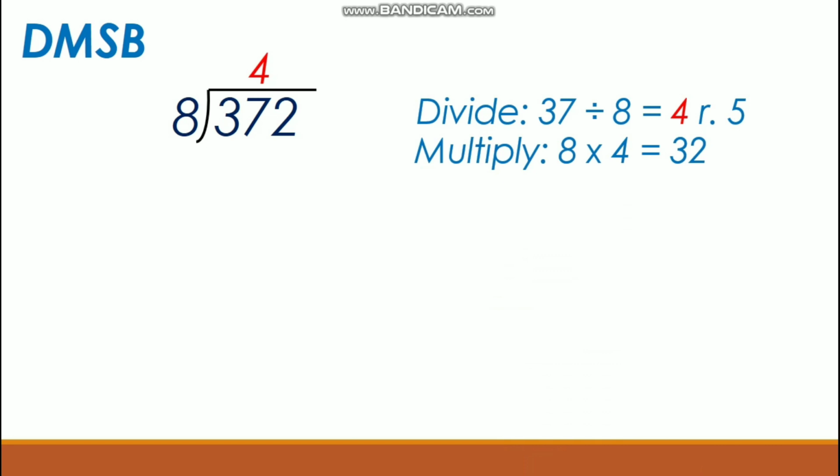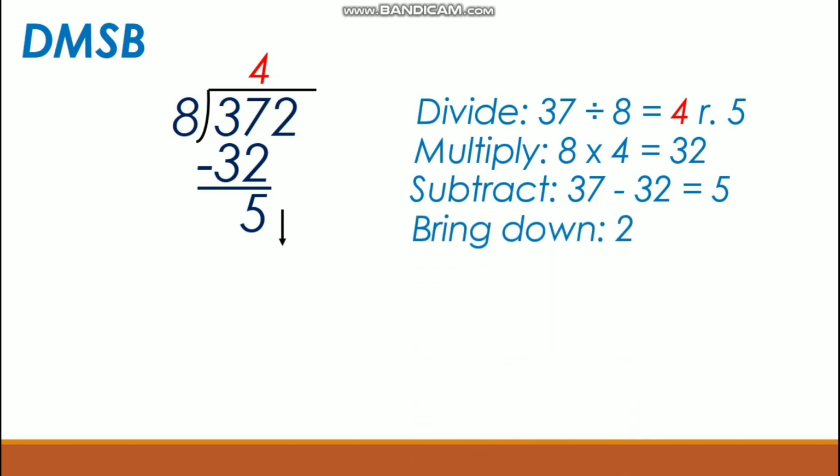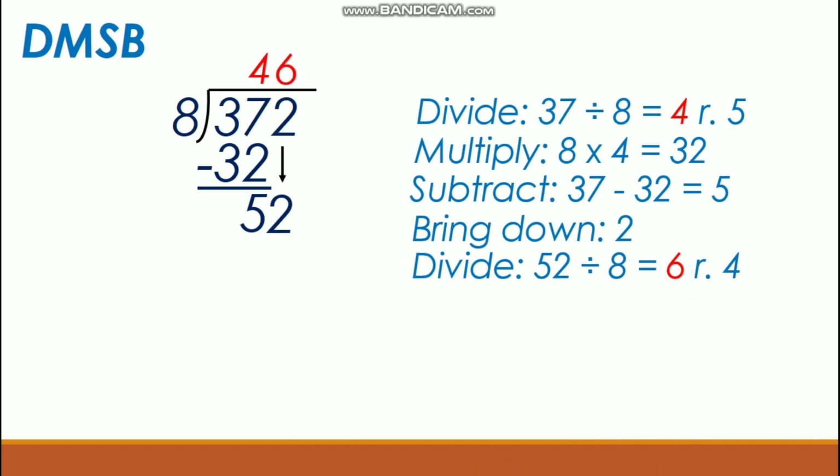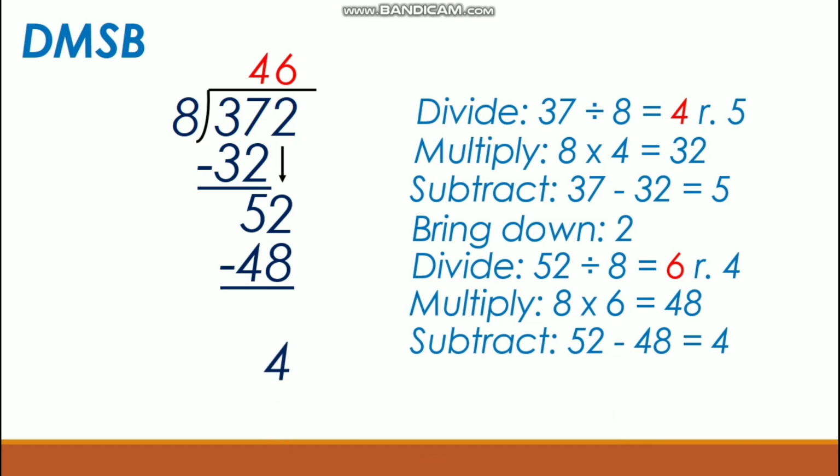Then, let's multiply 8 and 4. The answer is 32. So that 32 will be subtracted from 37. And the answer is 5. Then after that, we will bring down the next digit, which is 2. Then, divide. 52 divided by 8 is equal to 6, remainder 4. So we are going to write 6 aligned to 2 at the top. Then, we are going to multiply 8 times 6, that is equal to 48. And we will subtract 48 from 52. And the answer is 4. Since we have no digit to bring down, we will write 4 as our remainder. So the answer is 46, remainder 4.